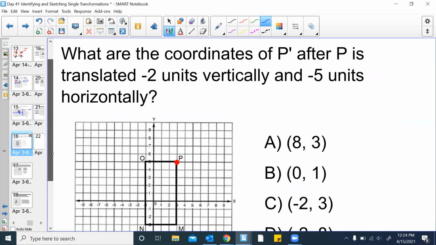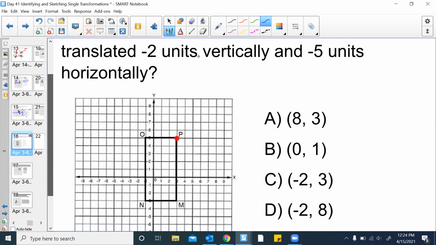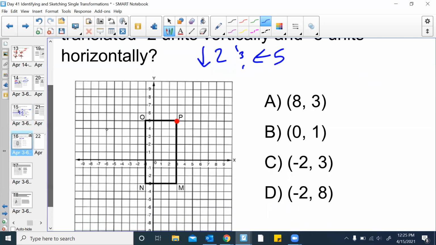All right, coordinates of P prime after P is translated -2 units vertically, so down 2, and -5 units horizontally, so to the left 5. So let's just go to P. We're going to go down 1, 2, and then to the left 1, 2, 3, 4, 5. And this is where P prime is going to be. Now we have to figure out what this point is. We start at 0, 0. We go to the left 1, 2, so we're going to have a -2. And we're going up 1, 2, and 3. So -2, 3.